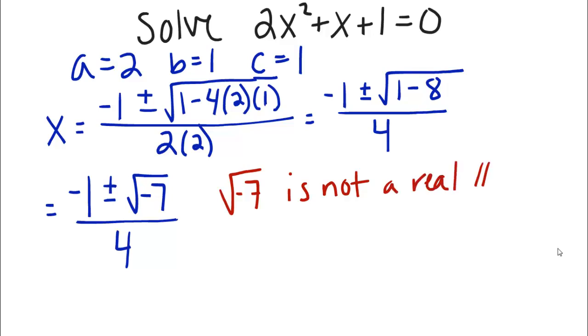Think about what it means to take the square root of something. I need to find a number so that when I multiply it by itself one time, I get that number under the radical. And there's no real number times itself that'll give us negative 7. So the square root of a negative number is not real. So we would say at this point that there is no real solution to this equation.